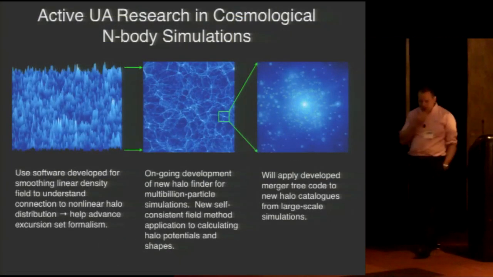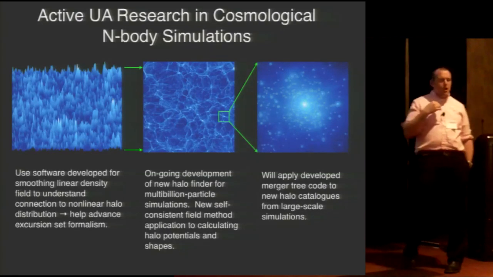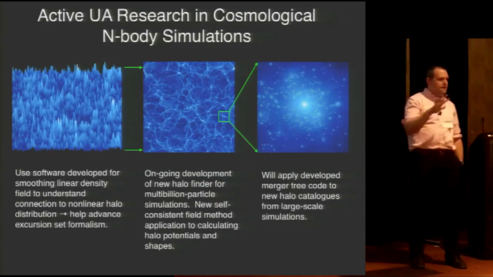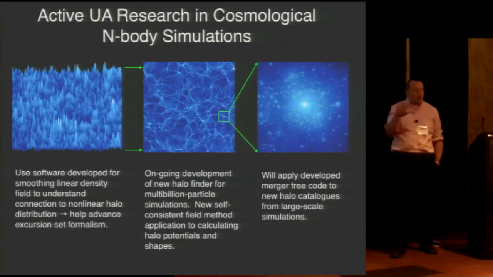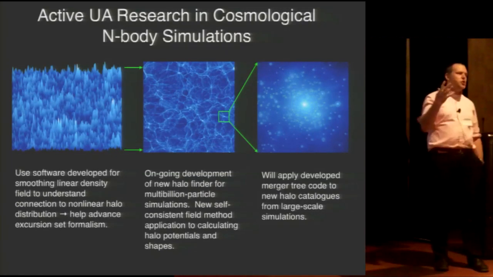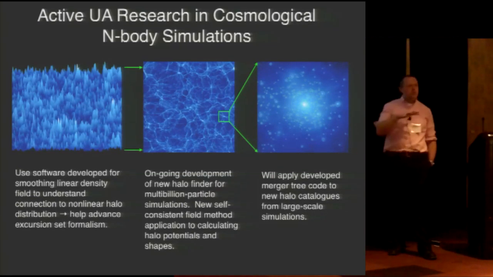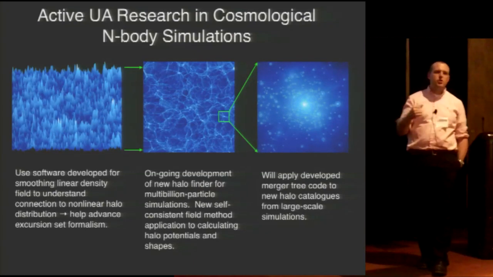So active research here at the University of Arizona in cosmological N-body simulations, one of the things we're really interested in is understanding, given the initial conditions laid down by physical processes early in the universe, how do you go from those very nearly uniform physical conditions to the large nonlinear structures that we see in the universe? And can you predict, just given these initial conditions, what will happen, what nonlinear structures will form?